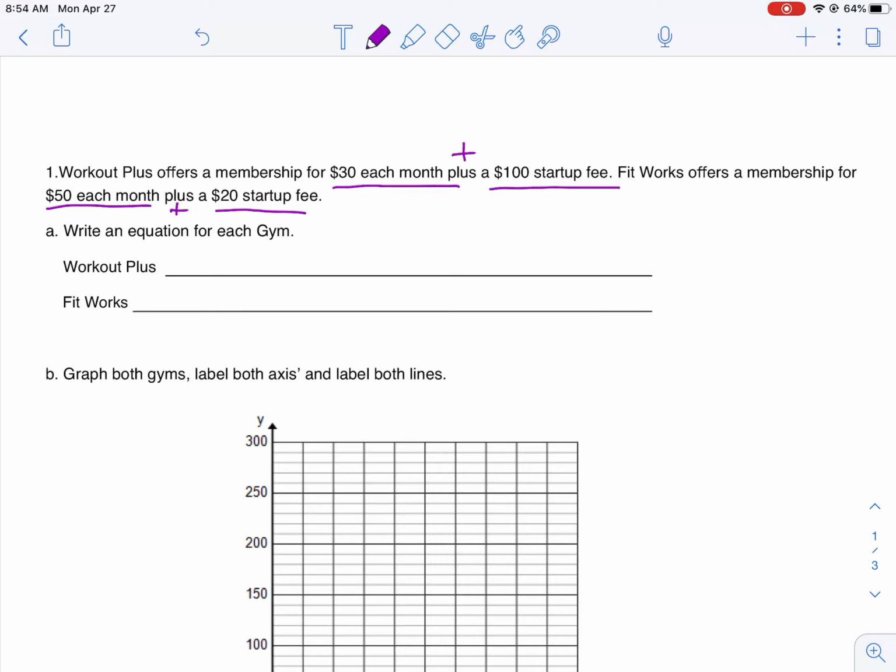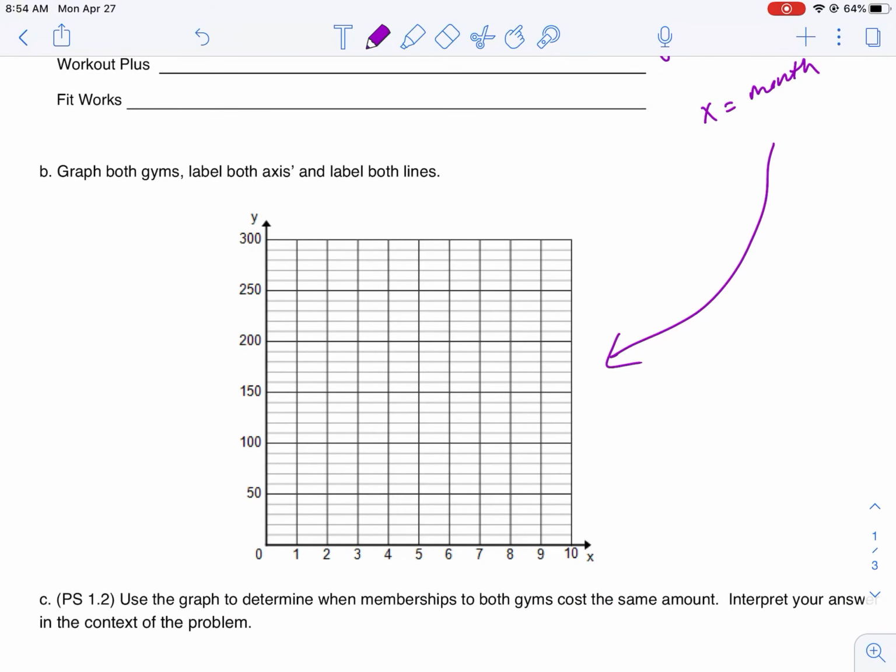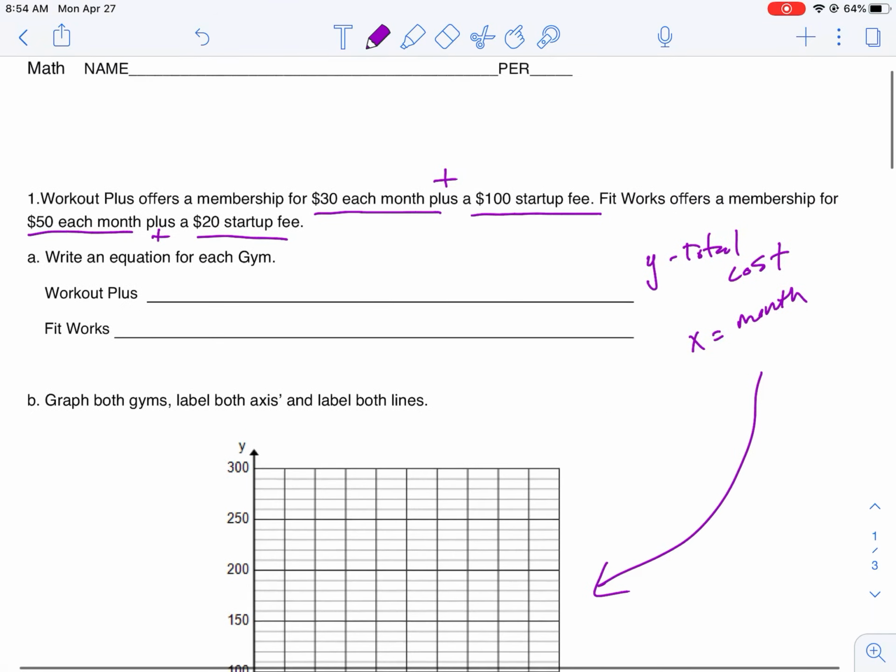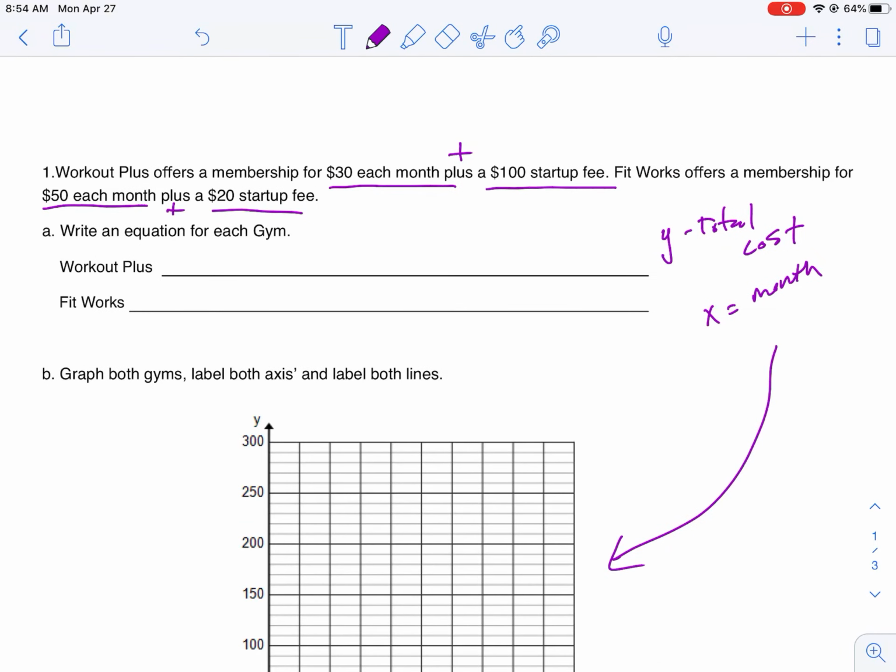Now I'm going to write the equation for Workout Plus, but we have to define our variables. So y is our total cost, and x, it looks like, is each month. That's important because they're going to want you to define your variables down here. Now remember, we always define the variables first. It makes it easier. So the total cost, y, for Workout Plus is going to equal $30 each month, $30 times x, plus the $100 startup fee, okay?